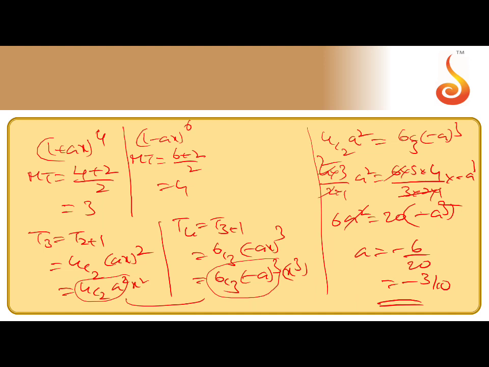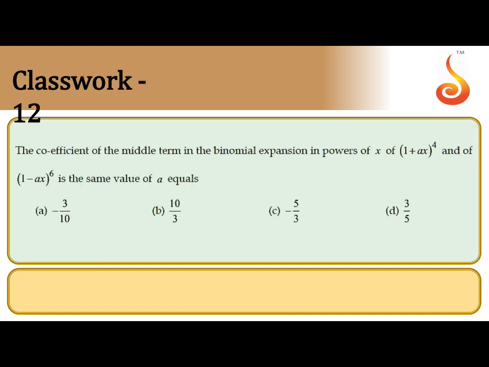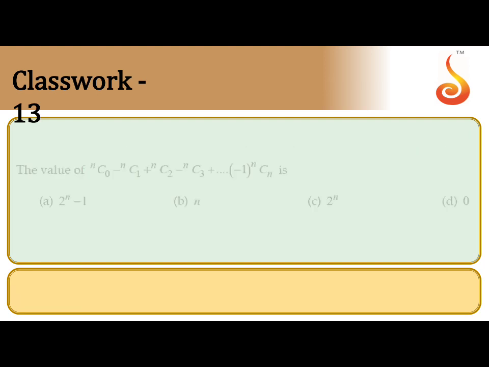I will check the answer on the next page. a equals -3/10, option A. So check it, A is the answer. Understand here? How to take the middle term: take the middle terms and equate them to get the answer.